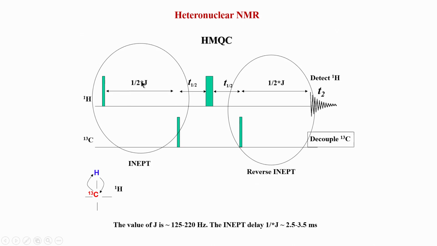So, therefore, the J value has to depend on this coupling value. Now, as we discussed, it has a range of 125 to 220 hertz, and therefore, you have to tune according to these values here. So, now once you have this delay here of 1 by 2J up to this much, the magnetization from the proton which was excited here by this pulse gets transferred to this carbon here, but the carbon is not excited yet. So, it has to be excited by applying this 90-degree pulse on carbon.